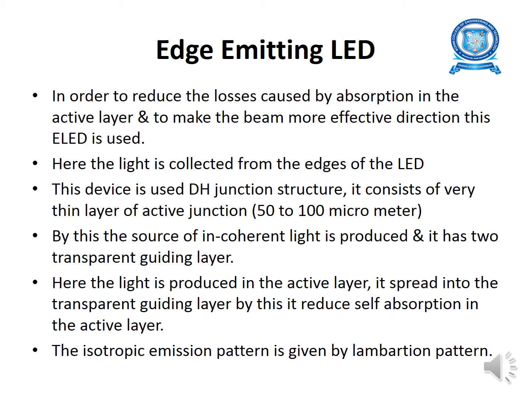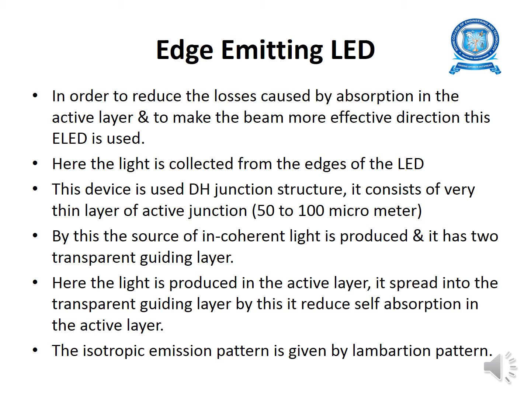The edge emitting LED emits a more directional light pattern than the surface emitting LED. Such a device, where the light is collected from the edges of the LED, is known as an edge emitting LED or ELED. It has a transparent guiding layer with a very thin active layer of about 50 to 100 micrometer, so that the light produced in the active layer spreads into the transparent guiding layer, thereby reducing the self-absorption effect in the active layer.